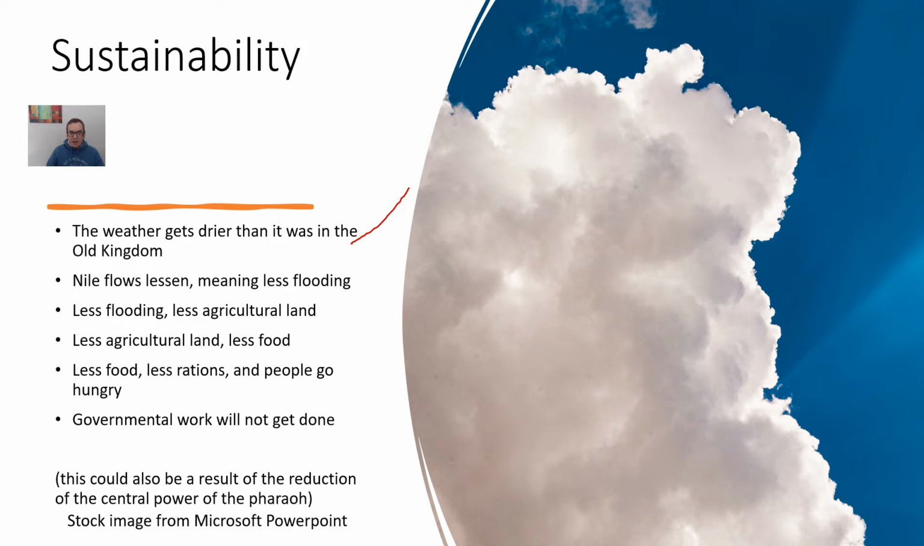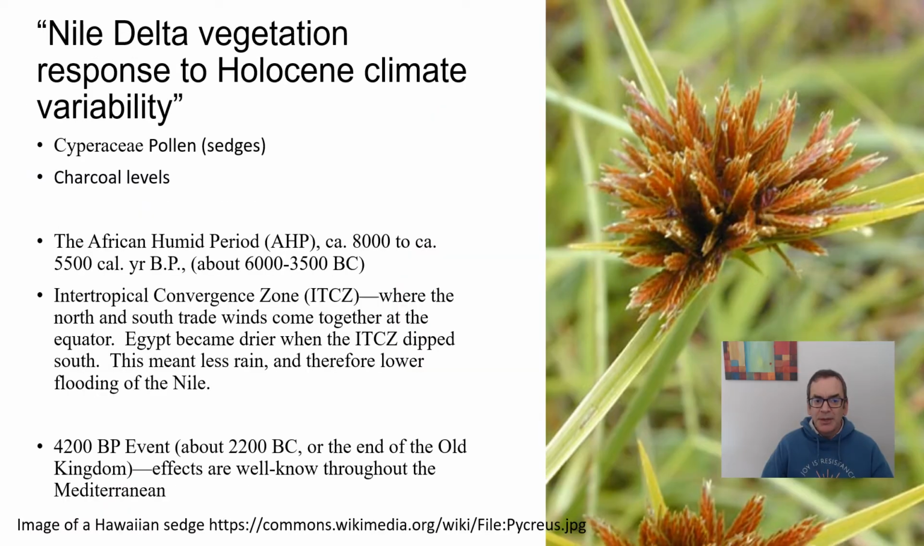Now, I did put down at the bottom that all these things, except for the Nile flooding less, could be because the pharaoh has less power and isn't able to control the whole supply chain. So more than likely, the answer to why the Old Kingdom fell is probably a mix of this. But I tend to be more on the side of the environmental issues causing most of this.